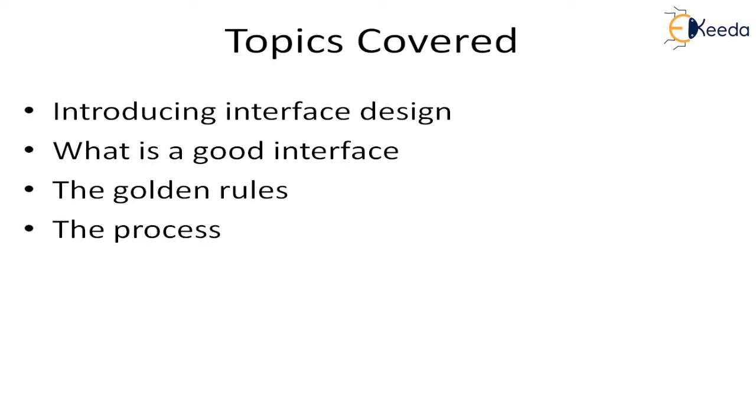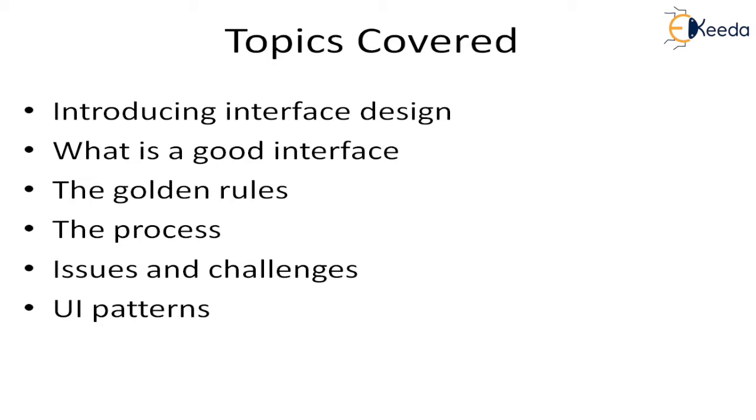we will try to introduce what is interface design, why it is important, and we will discuss what is a good interface. Because to do a good interface, we need to know what are the characteristics of the good interface. Then we'll look into the three golden rules that have been given for a good interface design. We'll look into the process that is followed, the steps, the issues and challenges that are faced. Then we will look into some of the user interface patterns, and finally the evaluation criteria.